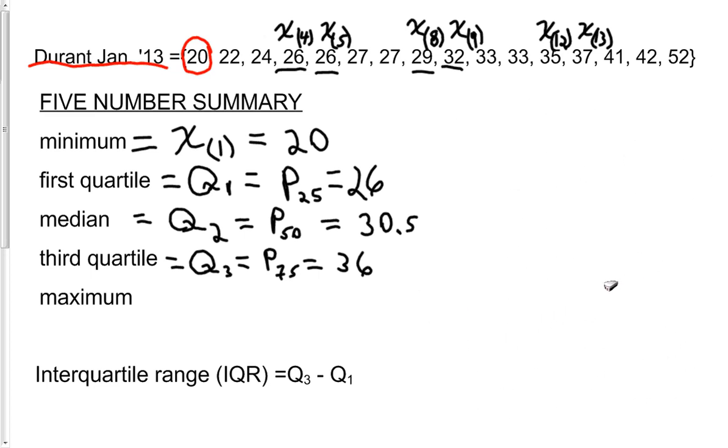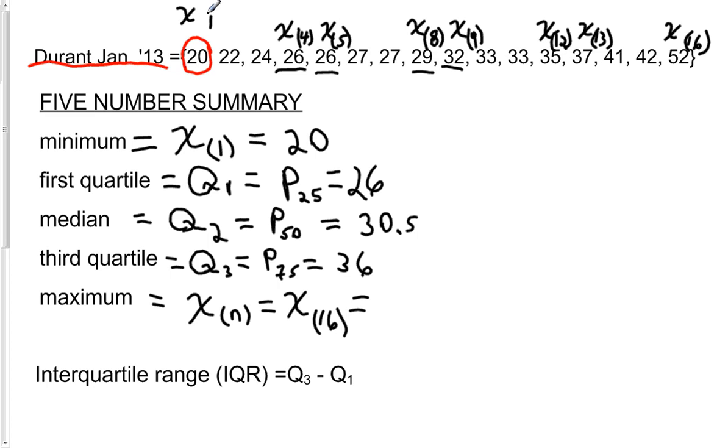And last but not least, we have the maximum value. Well, the maximum value is really just xn, whatever the value of n is. And in our case, like we've been saying, n is 16. So we're looking at the 16th order statistic, or basically the last value in this list. So this is x16, the 16th order statistic, and remember x1 was our minimum. And it turns out that the maximum value is 52. So now we've calculated our five number summary.